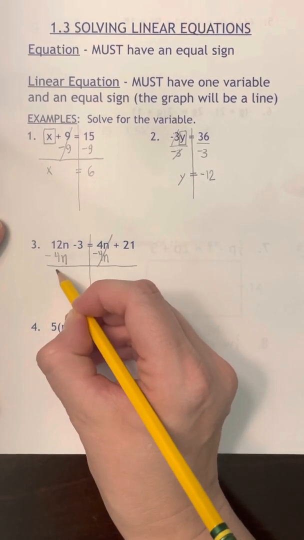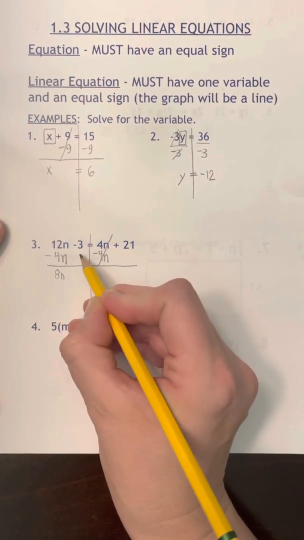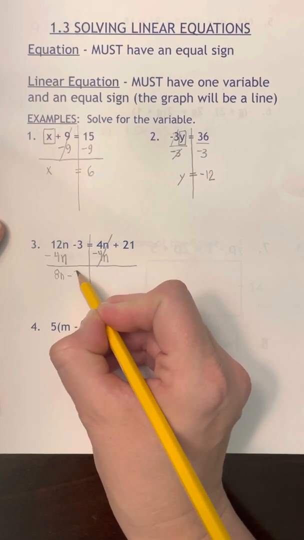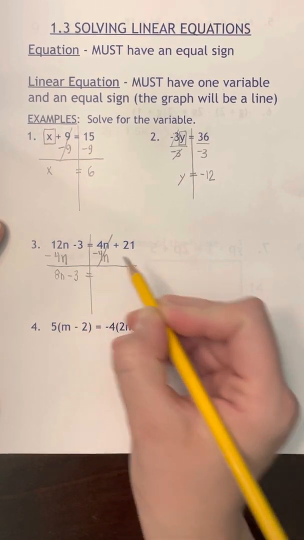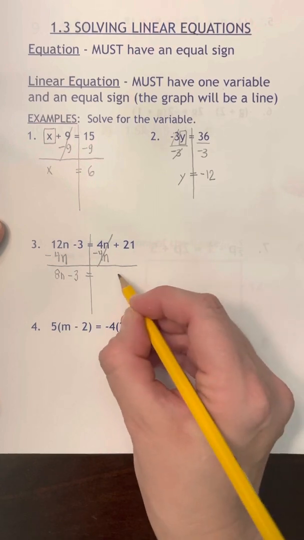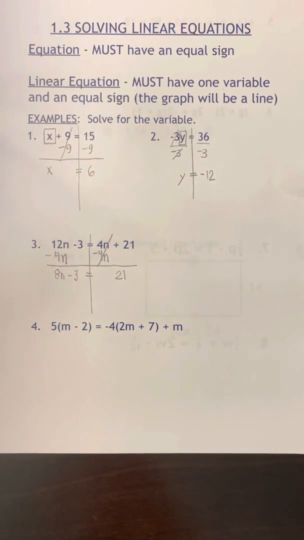12n minus 4n leaves us with 8n. Then I'm going to bring down the minus 3. I'm going to bring down the equal sign. And then on the other side, I'm going to bring down that positive 21. So for this problem, the very first thing I had to do was get the variables all on one side.